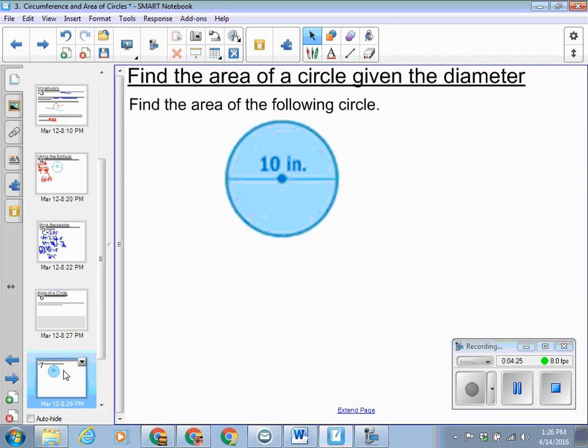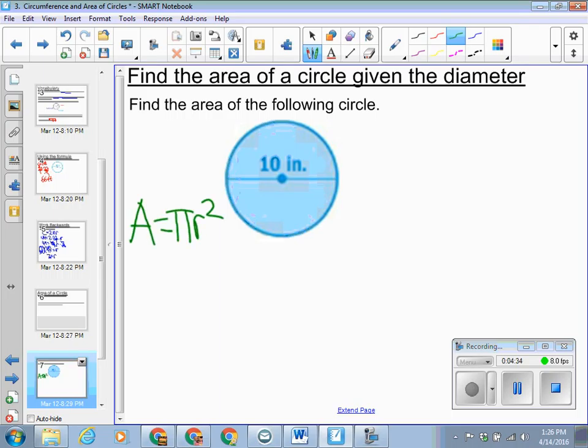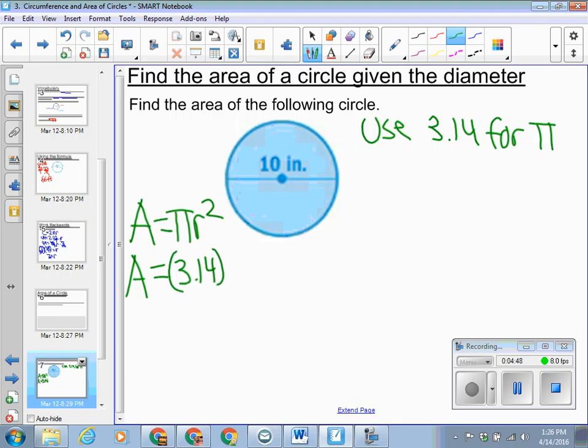So we're going to find the area of this circle with a diameter of 10 inches. So the formula is A equals pi r squared. We don't know area yet. And I didn't tell you what to use for pi. We're going to go ahead and use 3.14. And that diameter is 10, and the radius is 5.